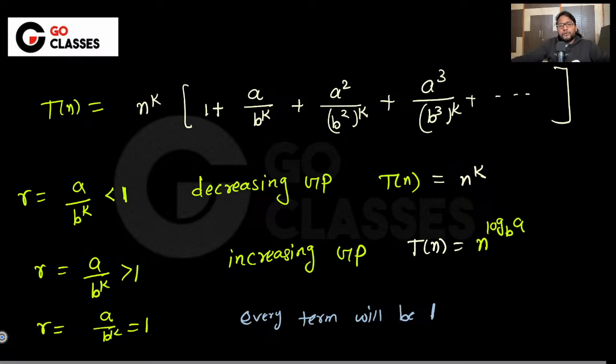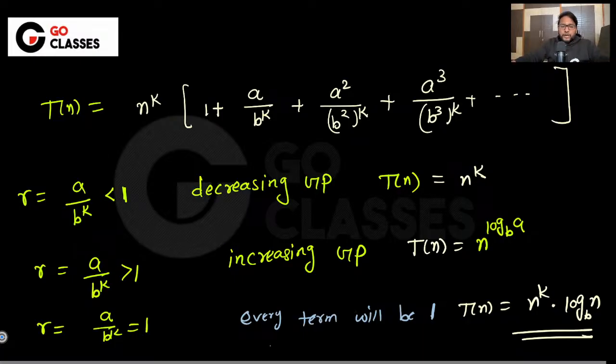And if every term is 1, then how many such terms are here? P terms, which is log base b n, right? So it is n power k into p terms, which means n power k into log base b n. Okay. So isn't it the Master's theorem? Tell me. Isn't it the Master's theorem? So in the Master's theorem, if you remember, this is how the Master's theorem has been derived, right? Let me know if that is okay to everyone.